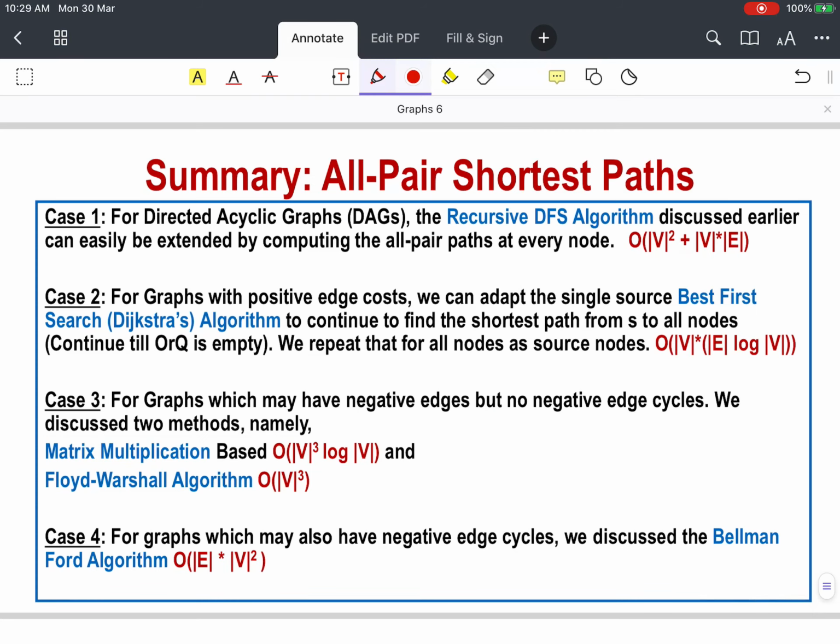So as a summary, for the acyclic directed graphs, we did a recursive DFS. We modified the original algorithm to get a v squared plus v into e algorithm. That means we had to do an outer loop for every node. For Dijkstra's algorithm, we continued the single source to all other goals and then iterated over every node. Then we did a matrix multiplication algorithm, which was trying to find paths of length at most k.